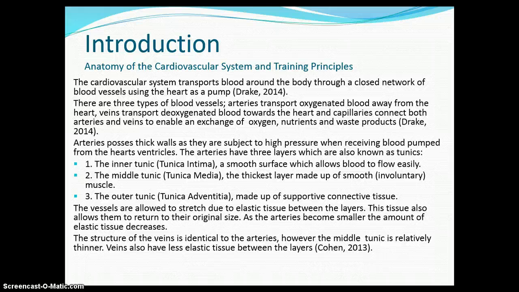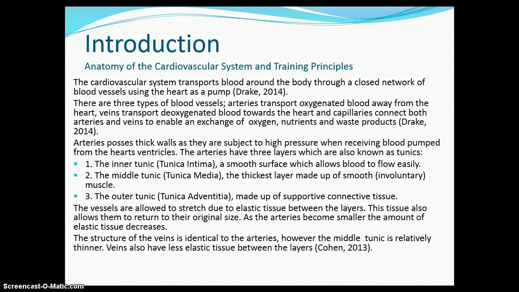The cardiovascular system transports blood around the body through a closed network of blood vessels using the heart as a pump. There are three types of blood vessels. Arteries transport oxygenated blood away from the heart. Veins transport deoxygenated blood towards the heart. And capillaries connect both arteries and veins to enable an exchange of oxygen, nutrients, and waste products.